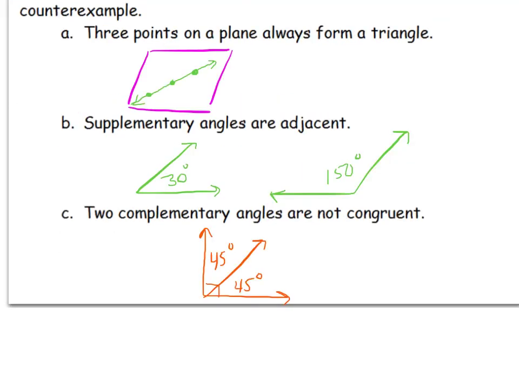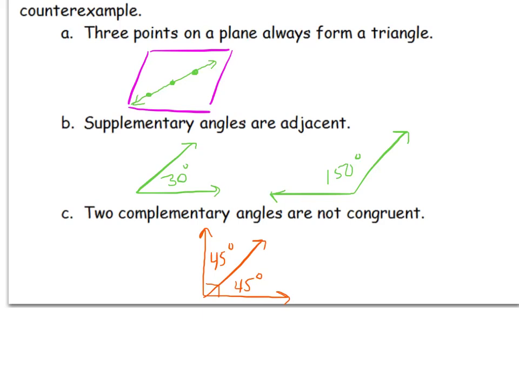So let's take a look at B together. In B, we know that the conjecture says that supplementary angles are adjacent. Supplementary angles are angles whose sum of measures equals 180 degrees. Now they're saying that all supplementary angles have to be adjacent, adjacent meaning next to each other, sharing a common side. So the one example that I came up with was two supplementary angles. One of them is 30 degrees and the other one is 150, so when I add them up I get 180 degrees. However, these two angles are not next to each other. They do not share a common side. Therefore, this is a perfect counterexample to our conjecture.